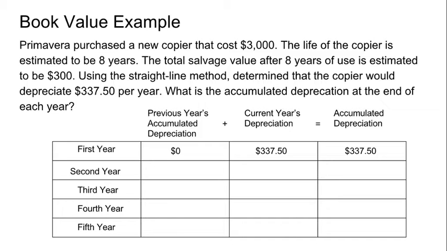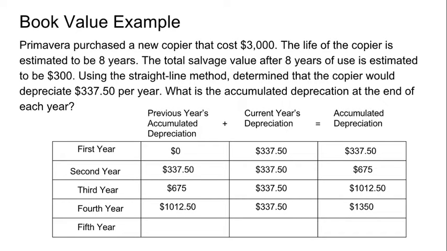$337.50. So now for the second year, we're going to use the previous year's depreciation plus our current year's, and we get that at the end of the second year, it's $675. So then for the third year, we're going to do the same thing again. The previous year's $675 plus our current year's gives us $1,012.50. Fourth year, we get the previous year plus the current year gives us $1,350.